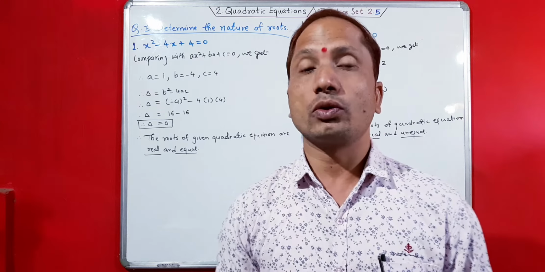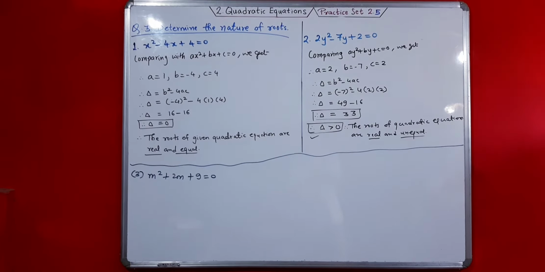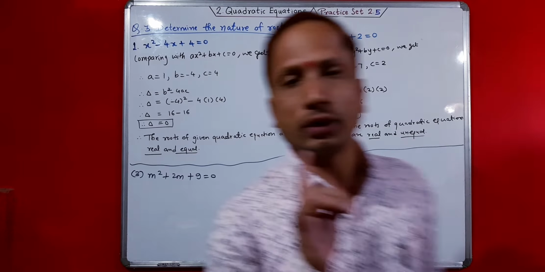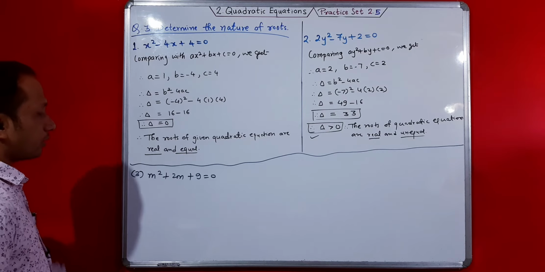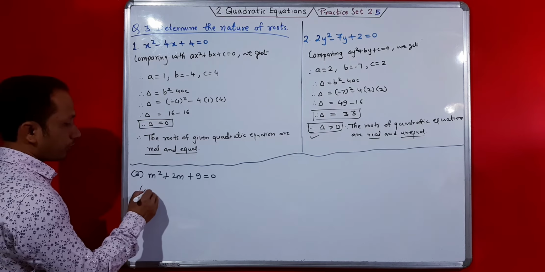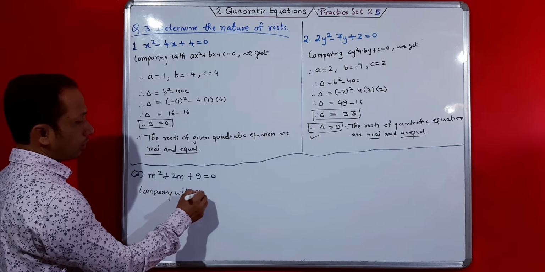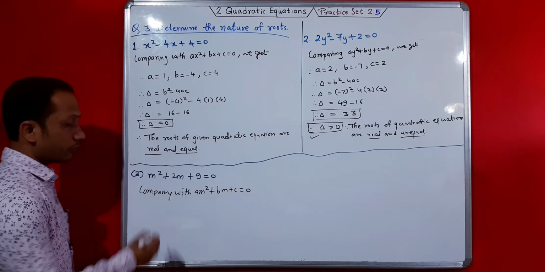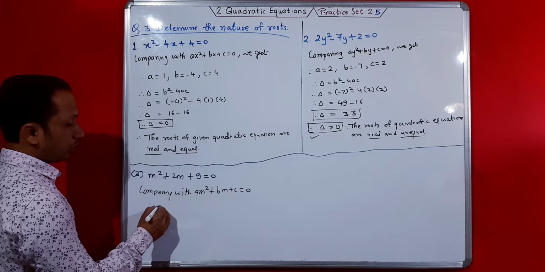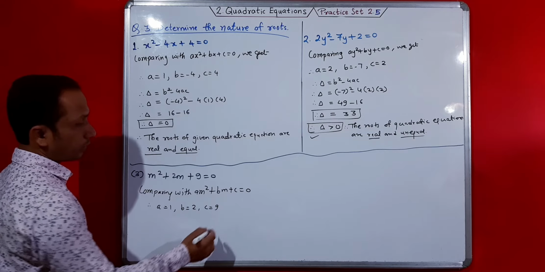So we are going to solve the third problem from the same equation: m square plus 2m plus 9 is equal to 0. Comparing with a m square plus bm plus c is equal to 0, we get a is equal to 1, b is equal to 2 and c is equal to 9.